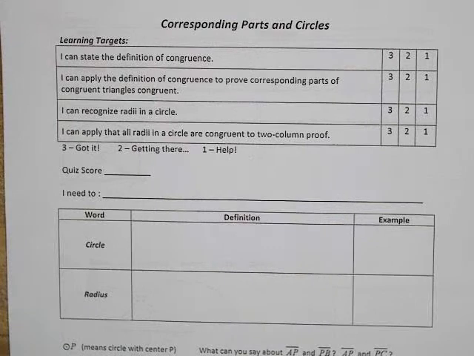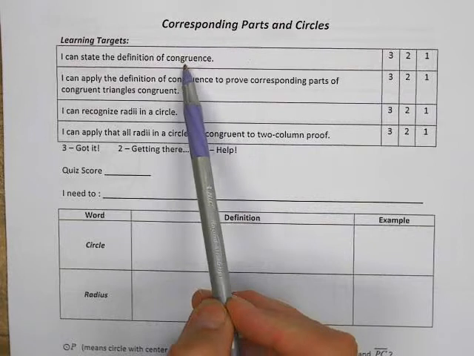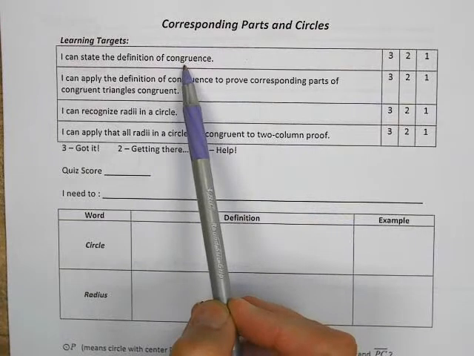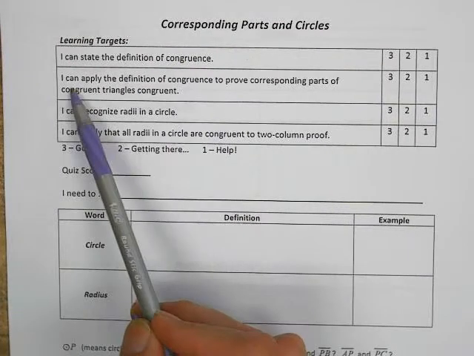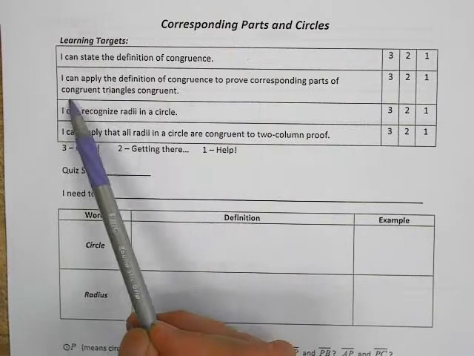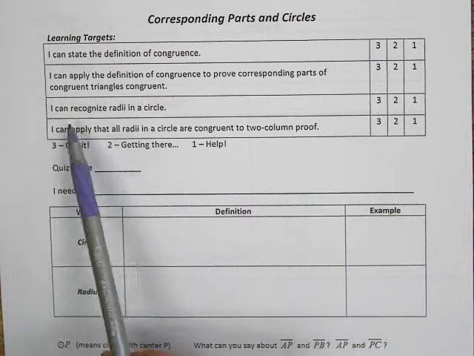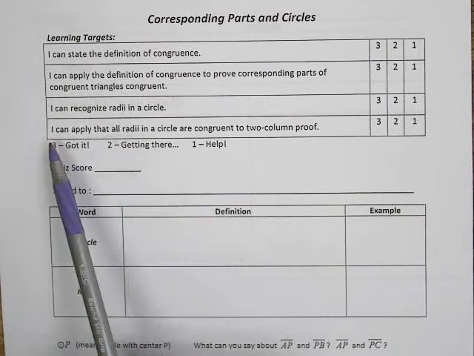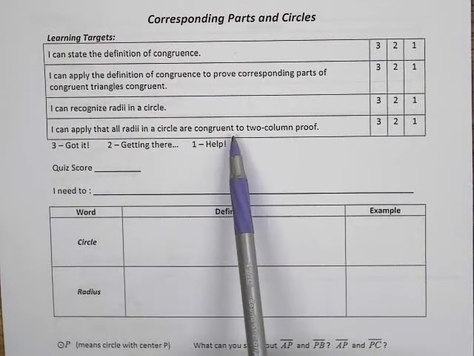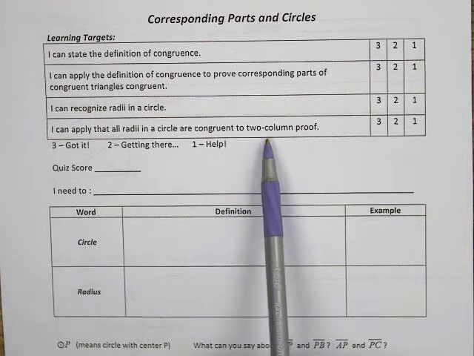Okay, lesson 3.3 is about corresponding parts, which we've talked a little bit about already, as well as circles. So our targets: I can state the definition of congruence. That's a review. We've already used that. Then I can use this definition to prove corresponding parts of congruent triangles are congruent. And then this deals with the circles. I can recognize radii, and I can apply that all radii in a circle are congruent to a two-column proof.